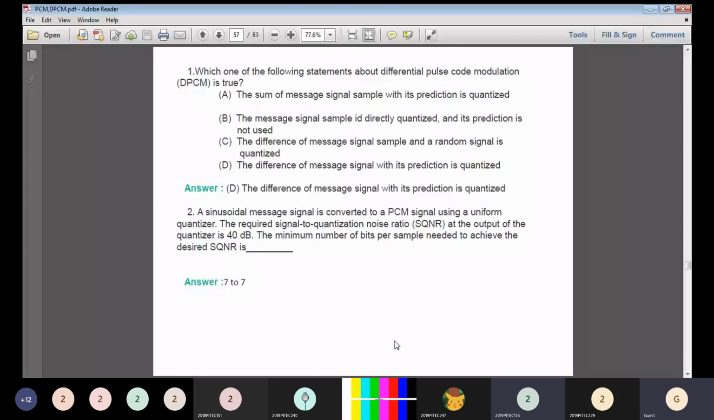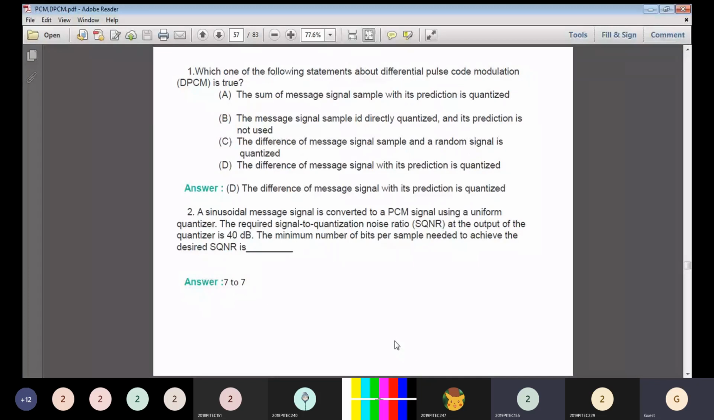That is true, but we are going to take the difference. So option D is we take the difference between message signal and the prediction, so that will be true. The first option A mentions the sum of these two components. That won't be true. So option D will be the answer.